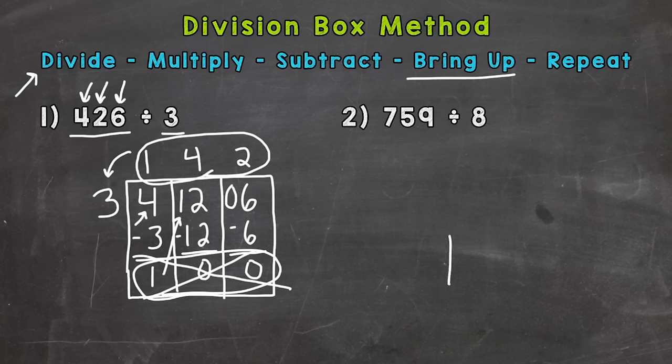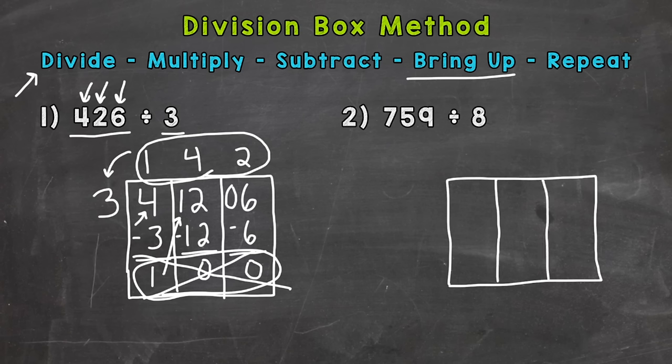So let's draw our box or rectangle to start off here, and we have a three-digit dividend, so we need three sections here, 759, and our divisor of 8. So we're set up and ready to go through the process. So the first step, divide. How many whole groups of 8 can we pull out of 7? Well, we can't do that, so we need a 0 here. 0 times 8 is 0. Subtract, 7 minus 0 is 7. Now we bring up that 7, and we have 75.